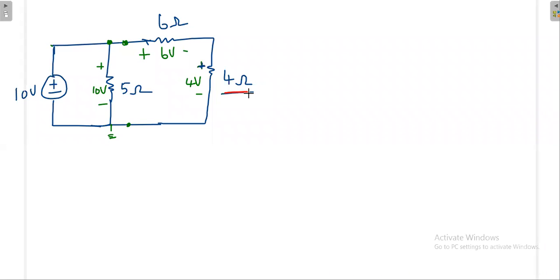Okay, so what is important? I need some load voltage, that is 4 volt. I need some load current. Okay, in this case, what is the load current? That is 1 ampere. What is the load voltage? That is 4 volt. Okay, so I am concentrated on the load.